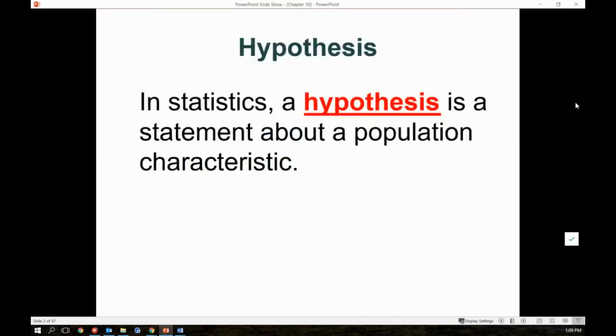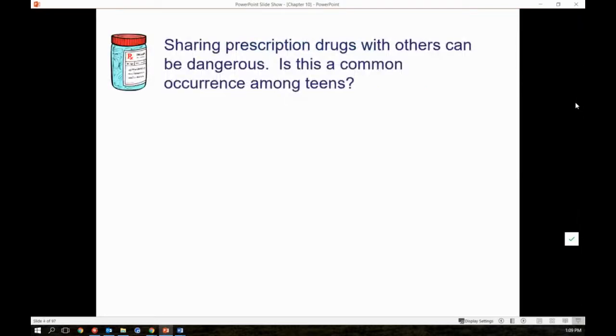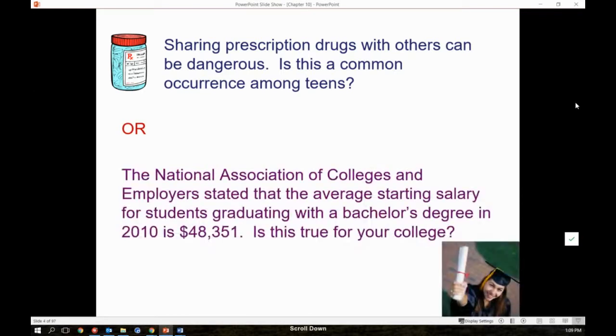Okay, so in statistics, a hypothesis is a statement about a population characteristic. So let's say we have this problem: sharing prescription drugs with others can be dangerous. Is this a common occurrence among teens? Or maybe we have another question. They say the average starting salary for students graduating with a bachelor's degree is $48,000, roughly. Is this true for your college?